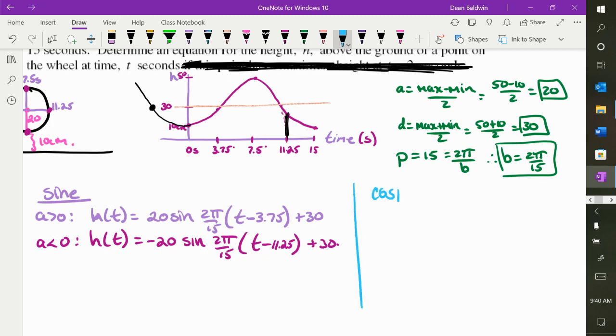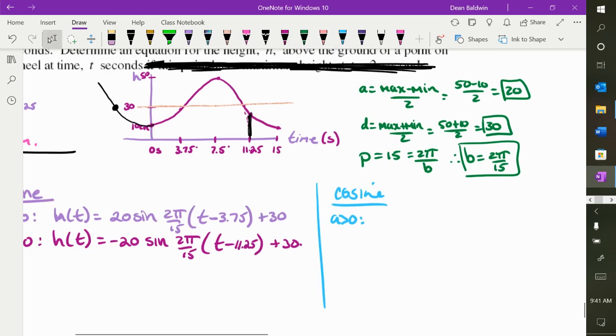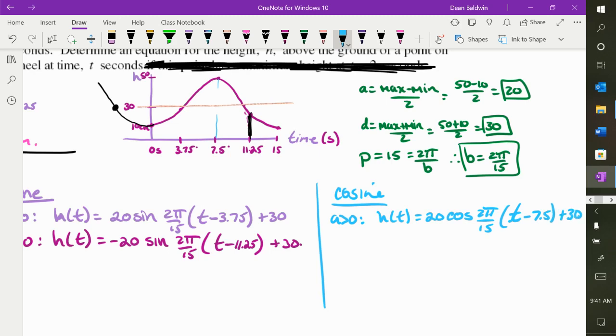If you're doing cosine, what are you looking for? So your nearest max or min, right? Yeah. So if a is positive for a cosine value, everything stays the same. Keep writing y. H of t is equal to 20 cos 2 pi over 15, and my max is right there at 7.5. So t minus 7.5, plus 30.